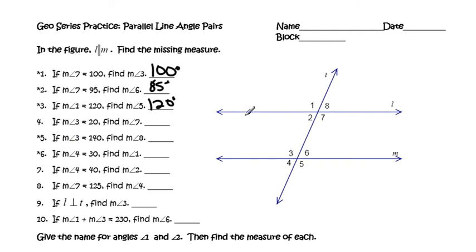Number 5, if the measure of angle 3 is 140, the measure of angle 8, well, 3 and 8 don't have an angle relationship. So what I would do is look at angle 2, which is right next to angle 3. So they would be same side interior or consecutive interior. So angle 2 would be 40 degrees because these are supplementary angles. And angle 8 would be vertical to angle 2, so they would be congruent.